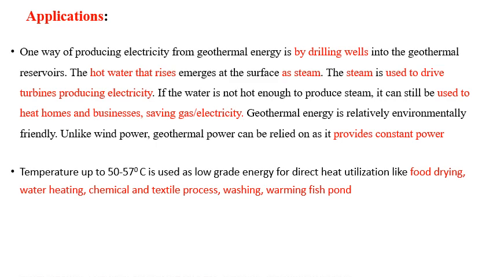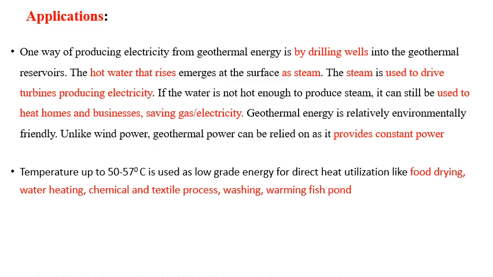If the temperature is between 50 to 57 degrees centigrade, it is used as a low grade energy for direct heat utilization like food drying, water heating, chemical and textile processes, washing, warming fish ponds. So these are the things. For food drying, they want a temperature around 60 degrees centigrade, and for taking a bath, we want water that is around 50 to 60 degrees.